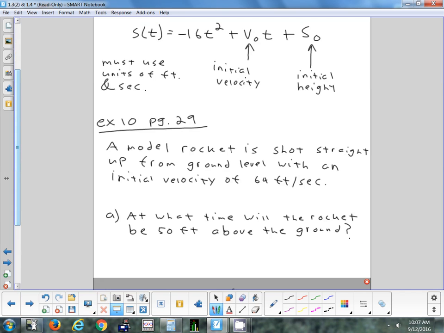Okay, first thing I want to know is when will the rocket be 50 feet above the ground? Okay, I'm going to use my calculator to do this. But before I can use my calculator, what do I need? I need an equation. I need something to plug in. And I'm going to fill in the equation I have up above with the information they give me.